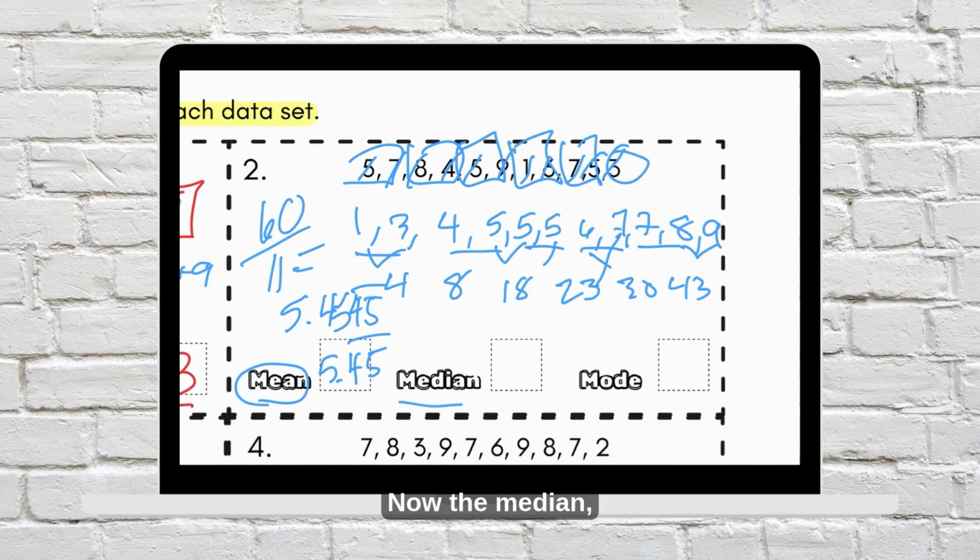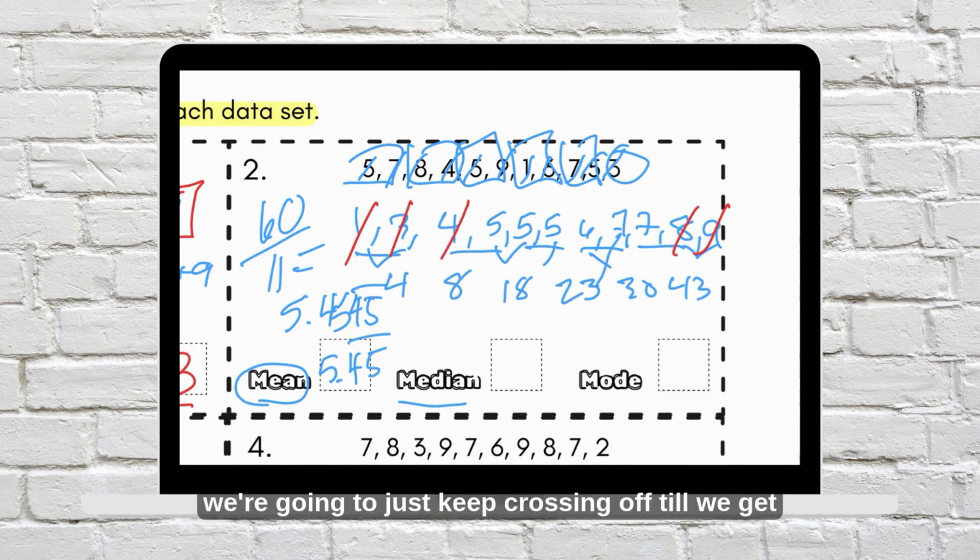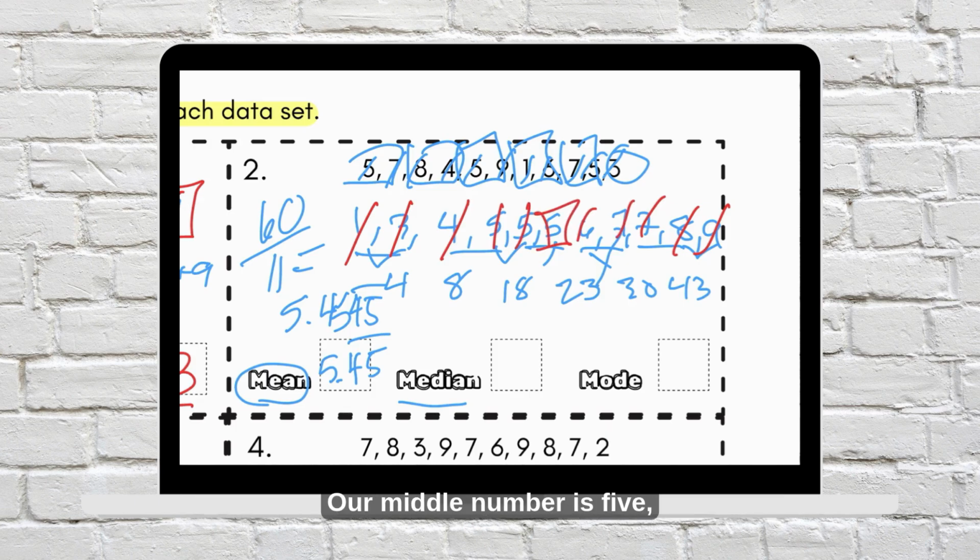Now the median, remember, means what's the middle number. So since there are 11 numbers total, we're going to just keep crossing off till we get right into the middle. Our middle number is 5, and then the mode is the one that occurs the most often. We have 2 7s, but we have 3 5s. So 5 is our mode, and that's our answer for number 2.